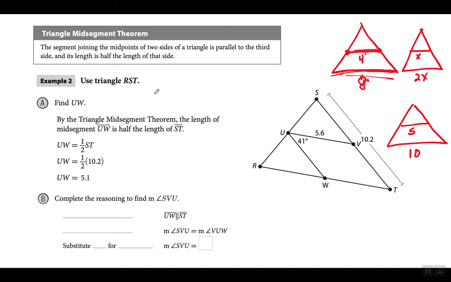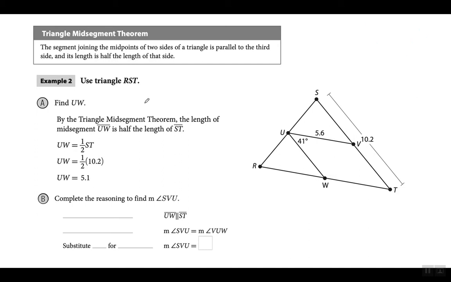Let's look at the first example. All right, so look at the first example. Find UW. UW is this line.